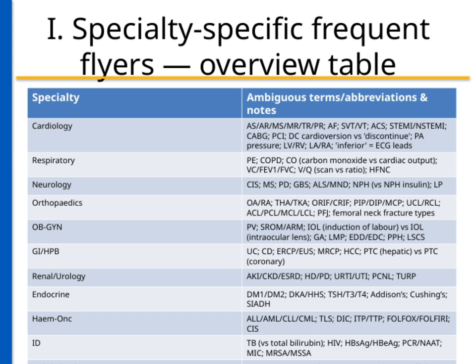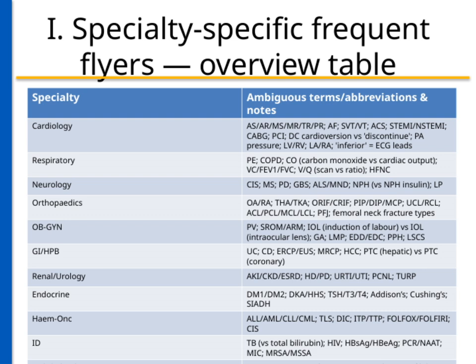In HemOnc, you'll see abbreviations like ALL, AML, CLL, and CML, types of leukemia. TLS is tumor lysis syndrome, DIC is disseminated intravascular coagulation, and ITP and TTP refer to immune thrombocytopenic purpura and thrombotic thrombocytopenic purpura. FOLFOX and FOLFIRI are chemotherapy regimens, and CIS is cisplatin.